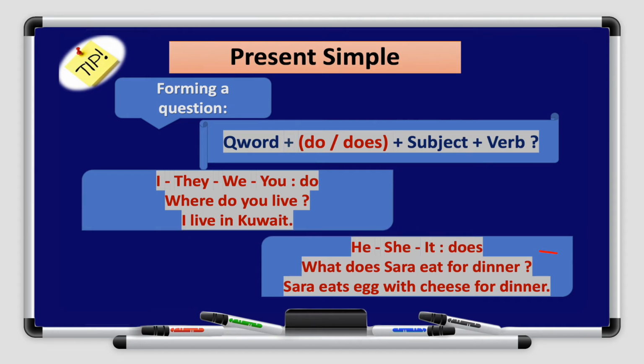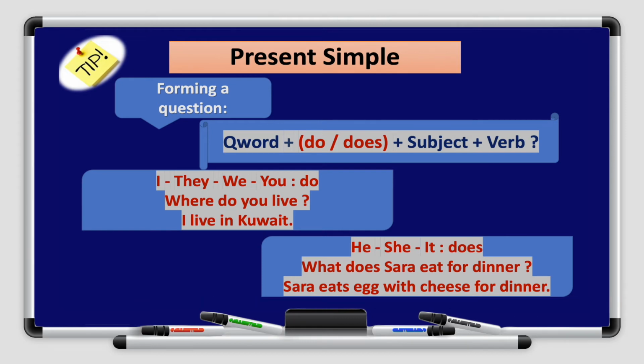I live in Kuwait. But if the subject is he, she, it, you will add does before the subject. What does Sarah eat for dinner? Sarah eats egg with cheese for dinner.